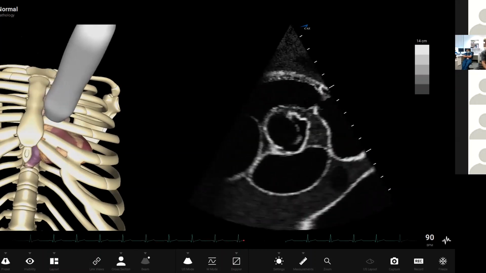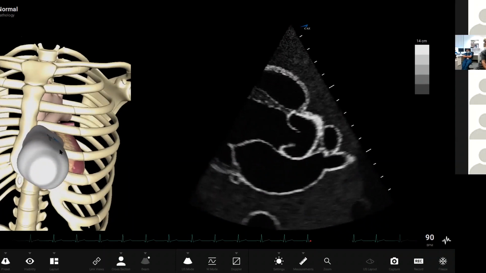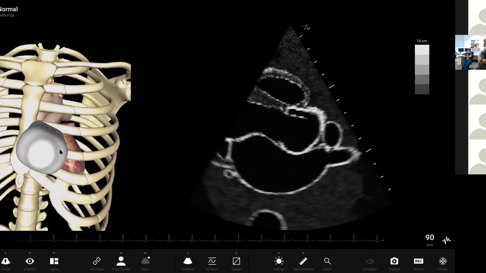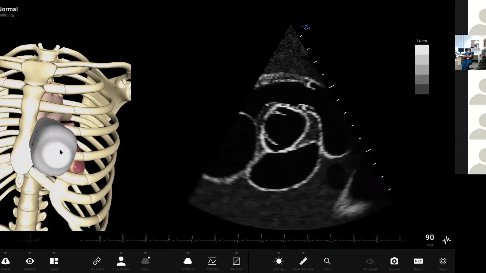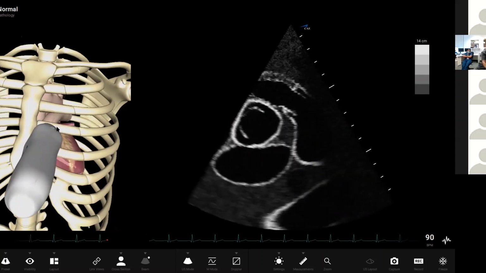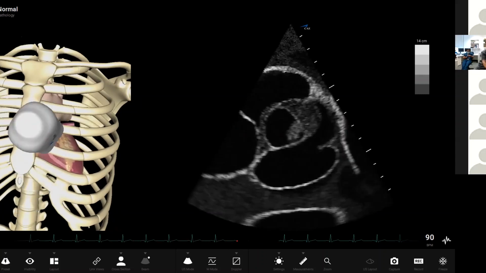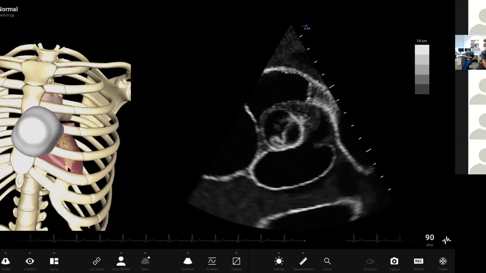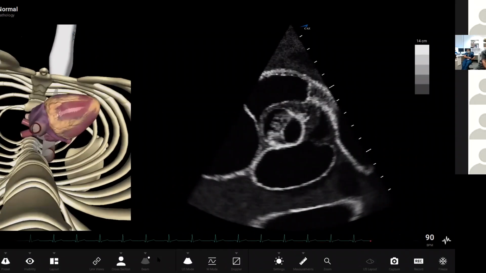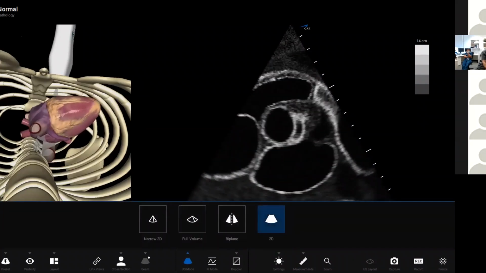Short axis view. So after we've done our parasternal long axis view, we're going to rotate our probe 90 degrees so that the little marker is pointing towards the left shoulder, and we're going to aim at our short axis of our heart. So that means that we are imaging down.